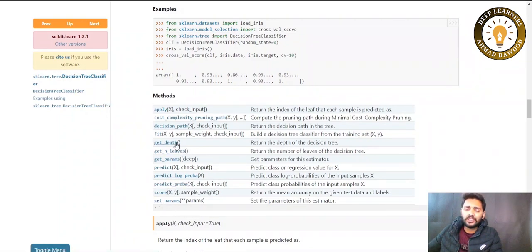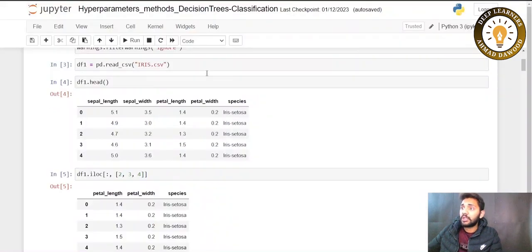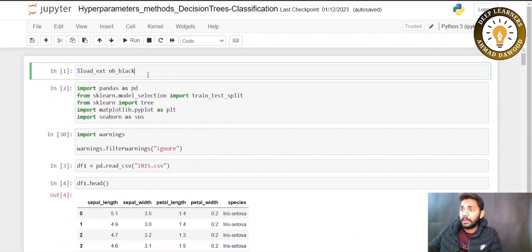So these are the methods you can explore by yourself. They are not very difficult or complex to understand. Okay, so I will give you an idea here. First, I am importing some important libraries.